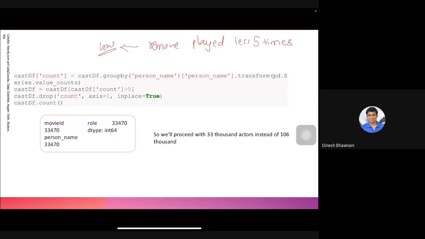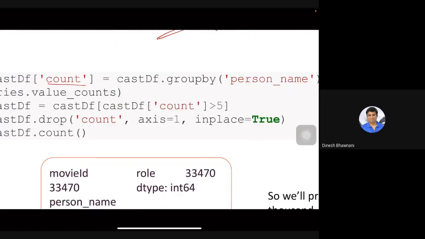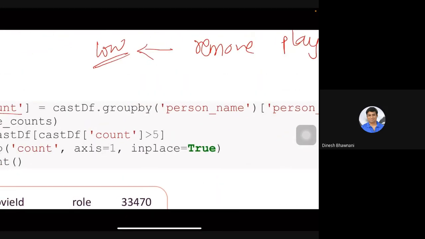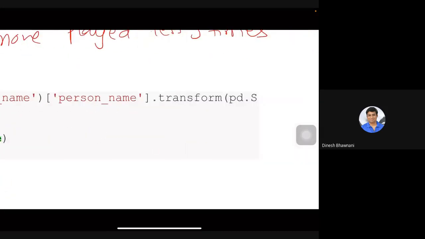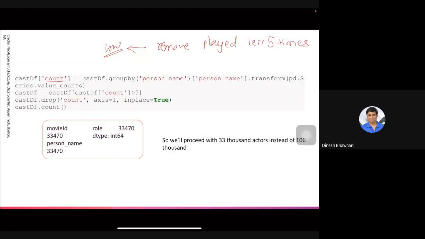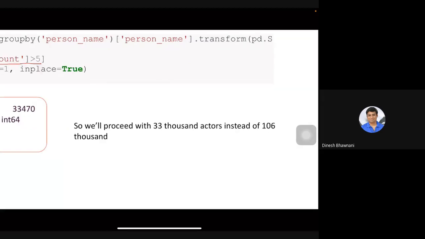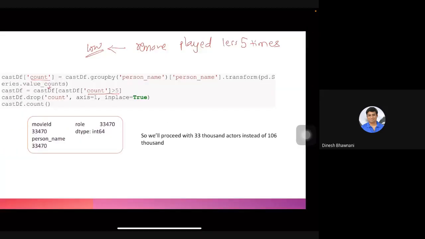Okay, so what we can do is we need to count from class df, and you need to use a group by person name, and then transform person name under series value count. In class df, is the count greater than 5, put that in class df. Then do a drop, if count, and axis 1 in place true. Then cast df count. So only 33,000 actors were selected out of 106,000. 106,000 have played less than 5 times.